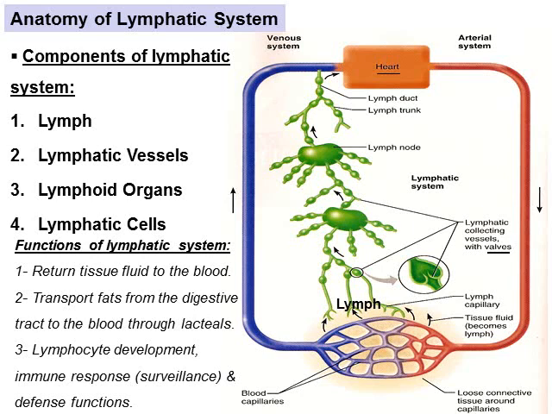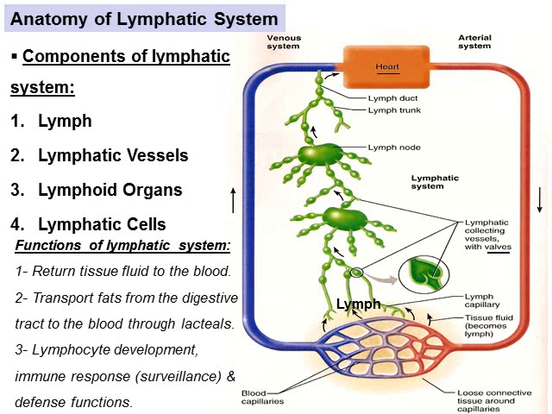So at this specific point, the blood capillaries, there is leakage of fluid from the blood capillaries. This fluid that leaks out of the blood capillaries will be retained in the spaces between the capillaries and also the spaces around the tissues and cells. So this tissue fluid becomes the lymph. This is the lymph.